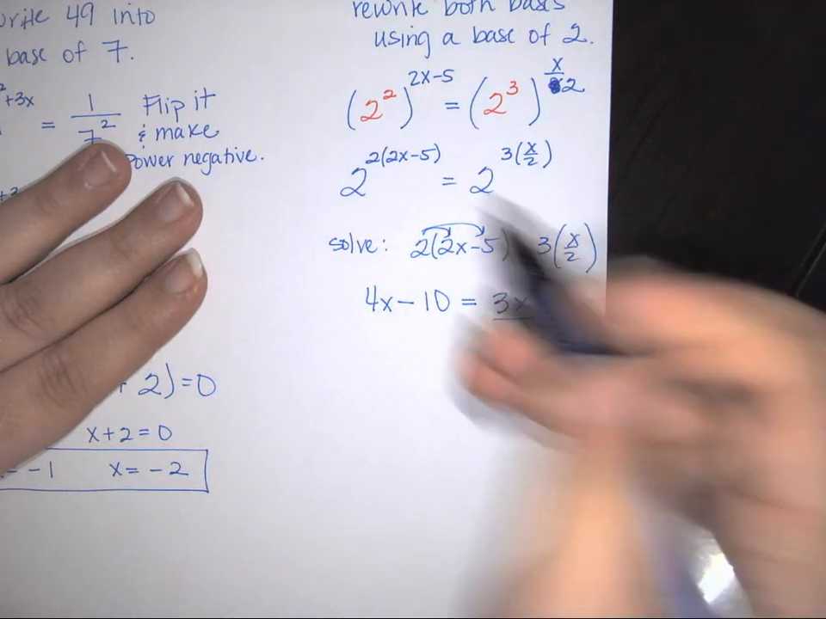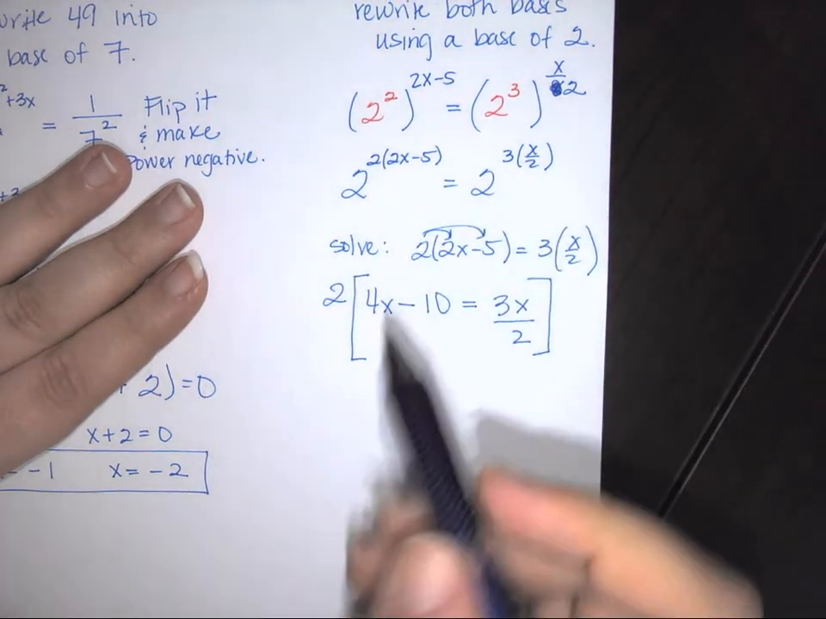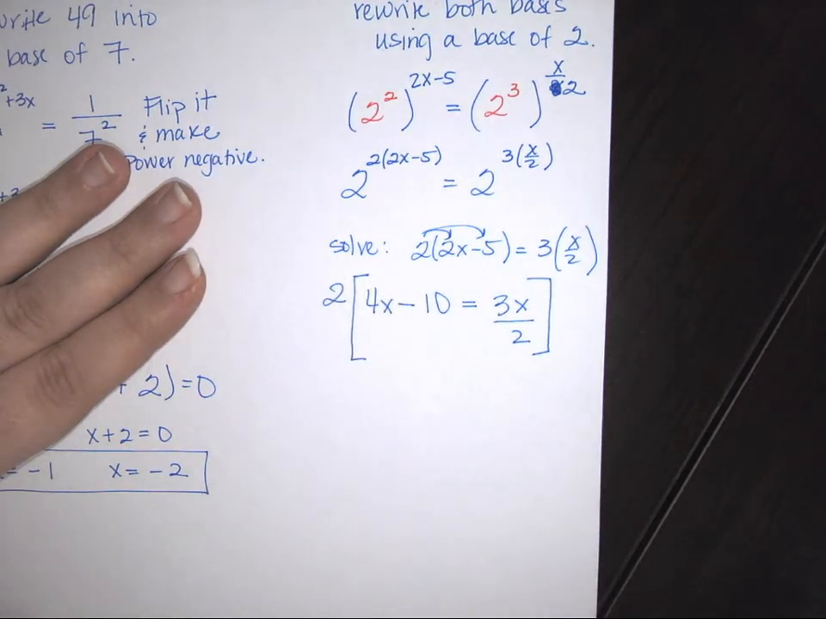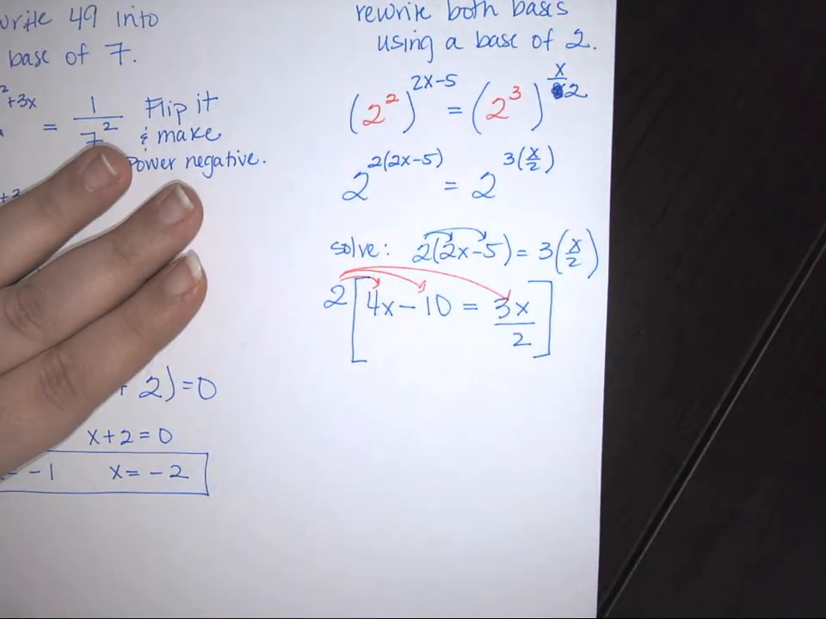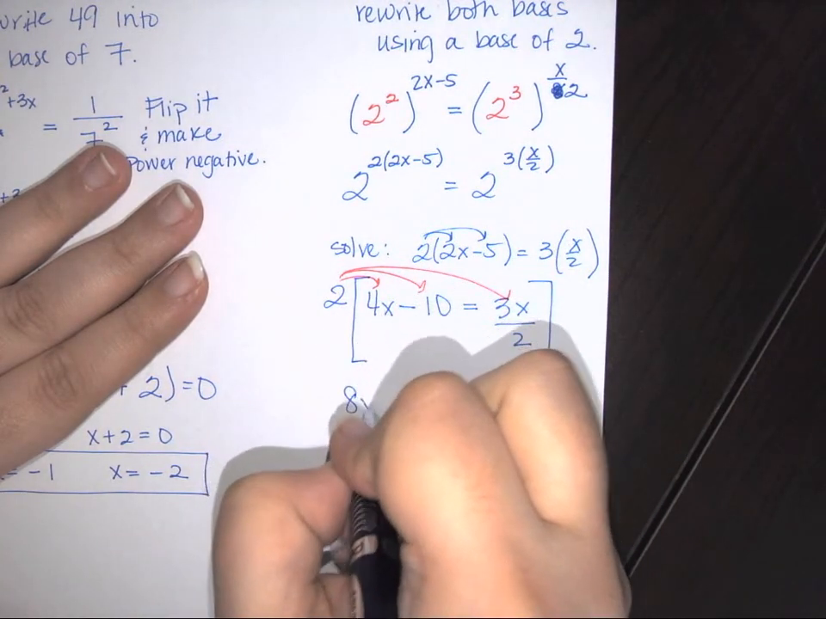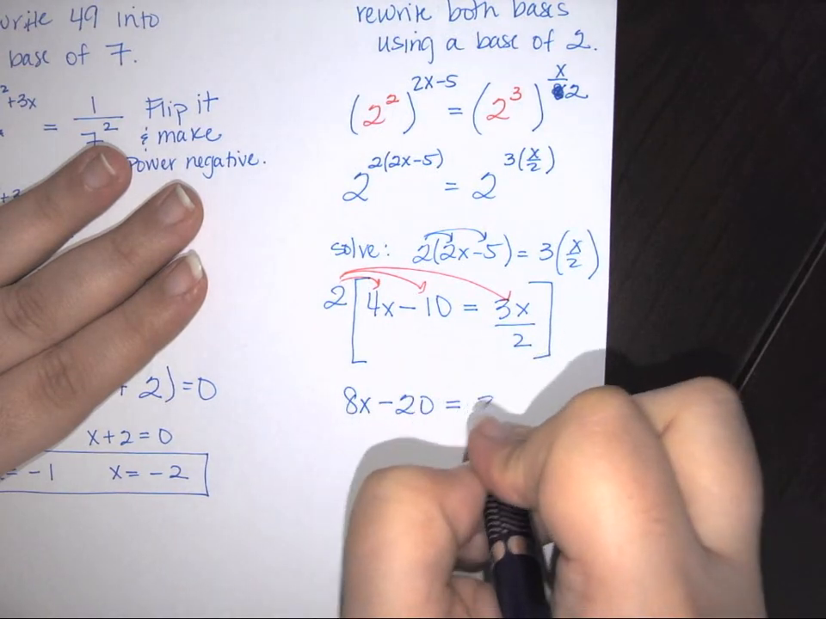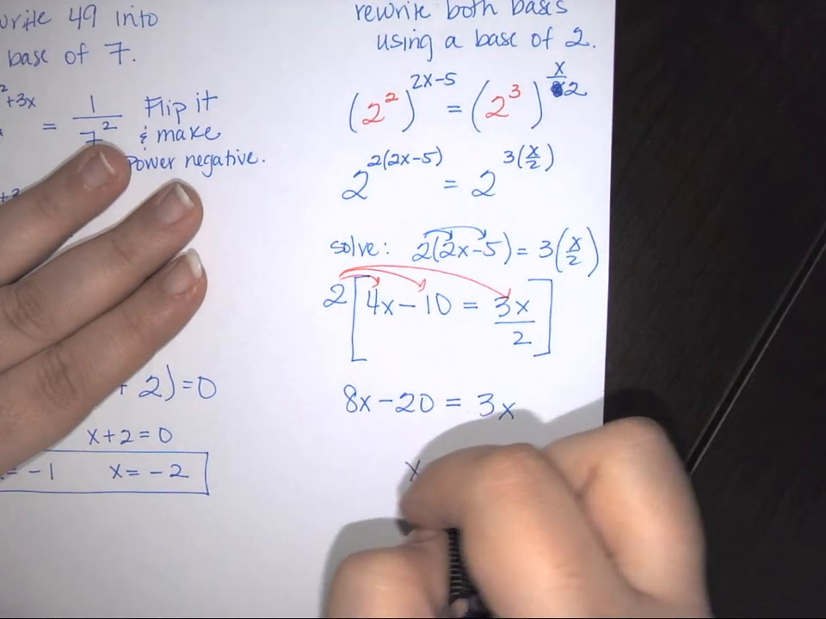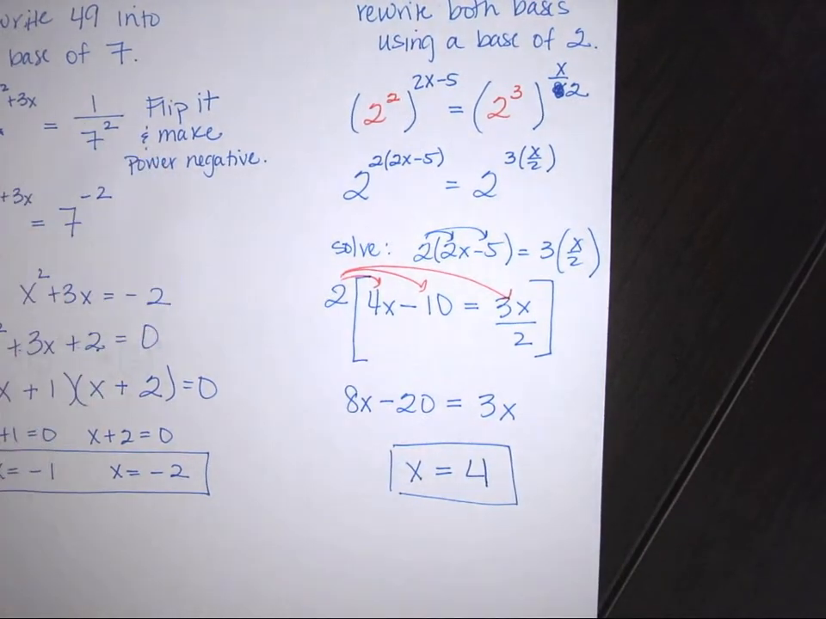To get rid of my fraction, I want to multiply my entire equation by 2. So that means I'm going to multiply all 3 terms by this 2 right here. Multiply the first, the second, and all the way over to the other side, thus removing my fraction. So 2 times 4 gives me an 8x. 2 times 10 is minus 20 is equal to a 3x. Combine your terms and solve. You get that x is 4. And this was what we wanted.